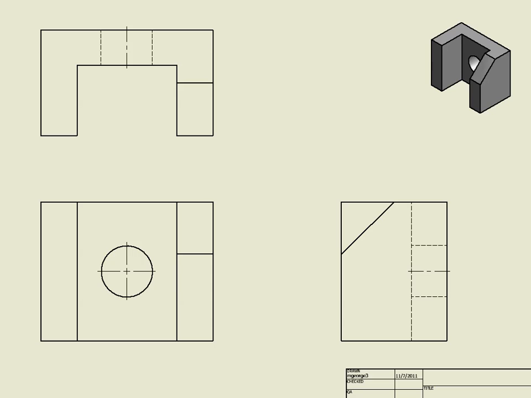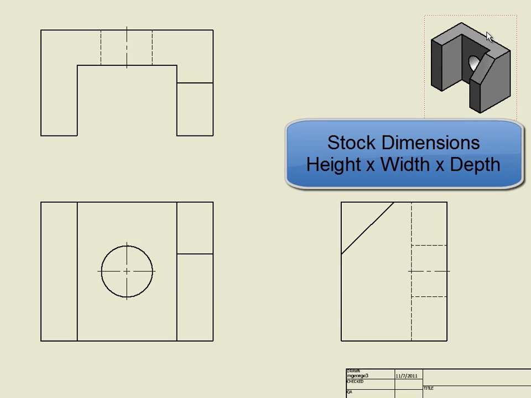So let's imagine for a moment that you had to build this part. You would have to start with what was called a blank or a piece of stock, and you would need to know how big that blank or that piece of stock needed to be. And you would need to know the depth, the height, and the width of this part. So let's start by putting in those dimensions.